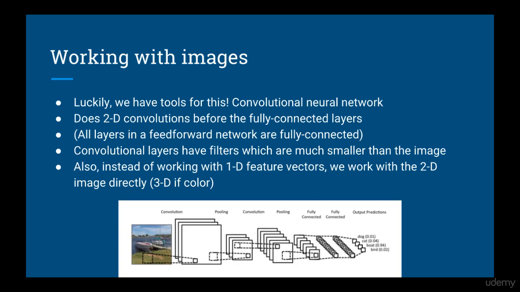Luckily, we have special techniques designed just for working with images. The convolutional neural network is a type of neural network that does a set of two-dimensional convolutions before going to the fully connected layers. Fully connected layers are the layers that comprise a feed-forward neural network. We call them fully connected because every output from one layer is connected to every input from the next layer. Convolutional layers are different. At each convolutional layer, we have a filter that is typically much smaller than the input image. In addition, instead of working with feature vectors, which are one-dimensional objects, we work with images, which are two-dimensional objects. They can also be three-dimensional objects if they have color.